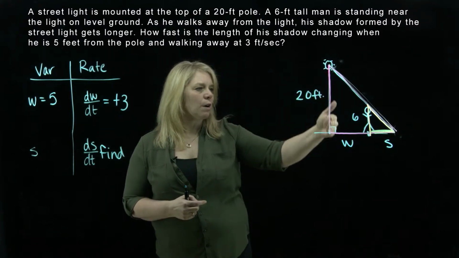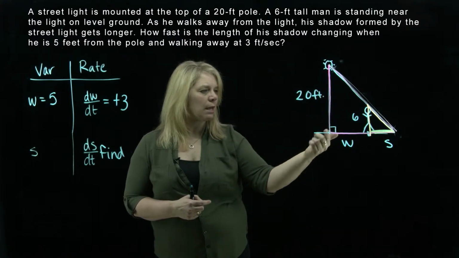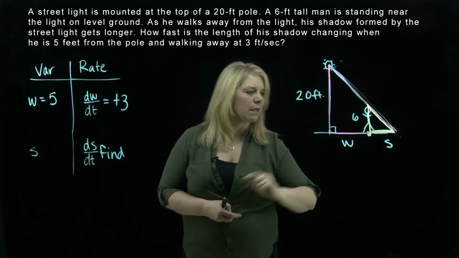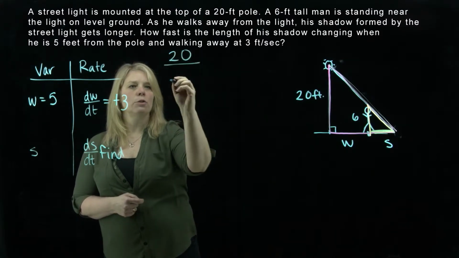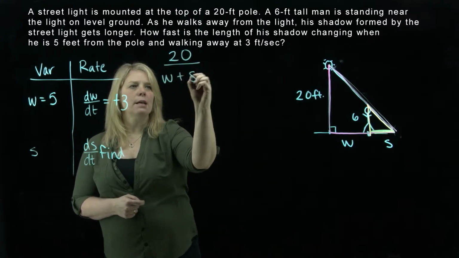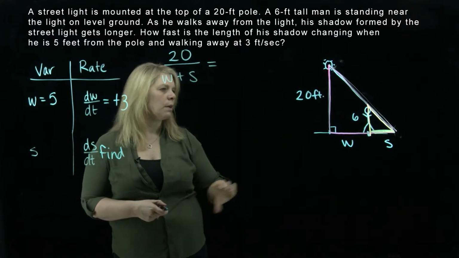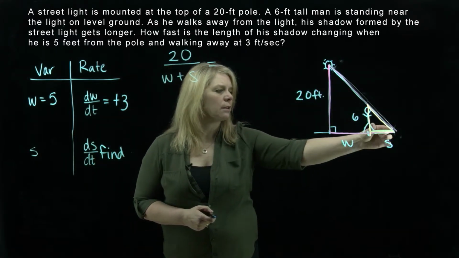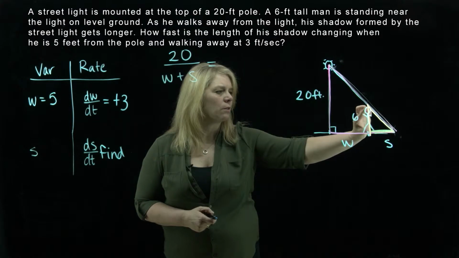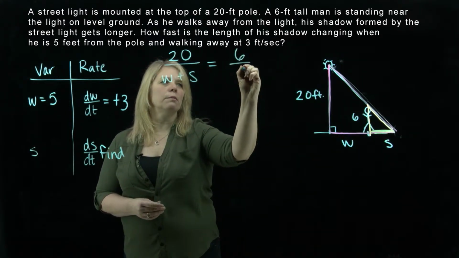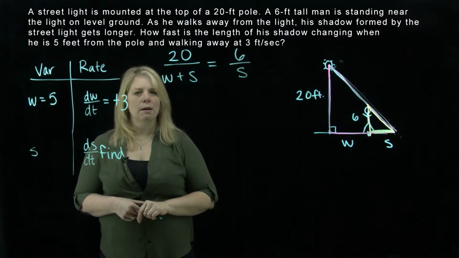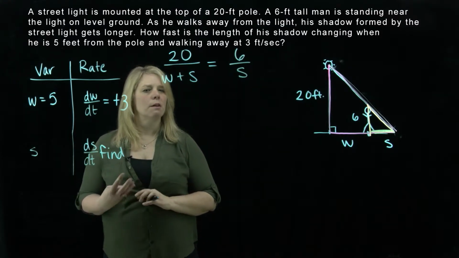For this bigger triangle, I've got this side that's 20, and then the other leg here that would be W plus S. So 20 to W plus S is going to be equal to those same, corresponding sides on the smaller triangle, so 6 to S. So there's my proportion. So 20 over W plus S equals 6 over S.